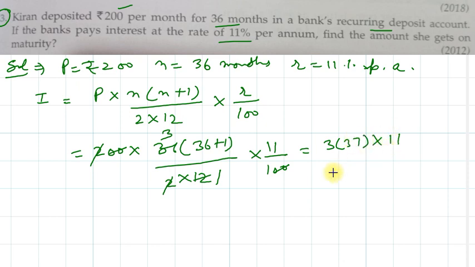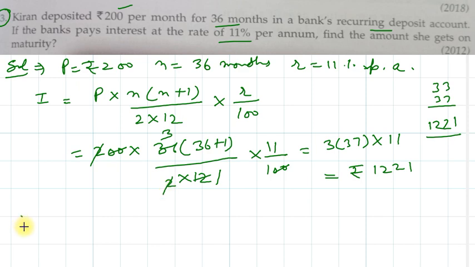37 into 11. So 11 3 ja 33, 33 into 37 we will do here. 7 3 ja 21, 7 3 ja 21 plus 2 23, 3 3 ja 9, 23 plus 9 32, 3 plus 3 3 ja 9 plus 3 12. So rupees 1221 would be our interest.